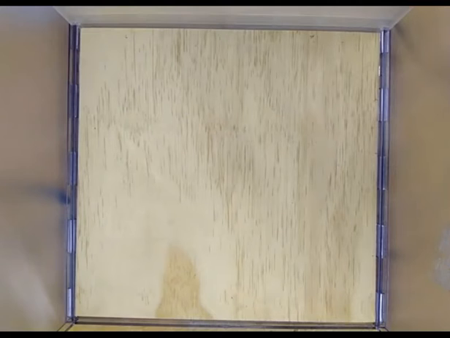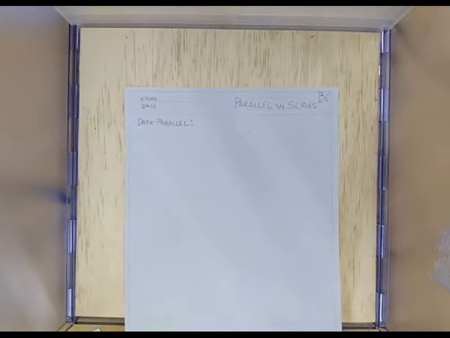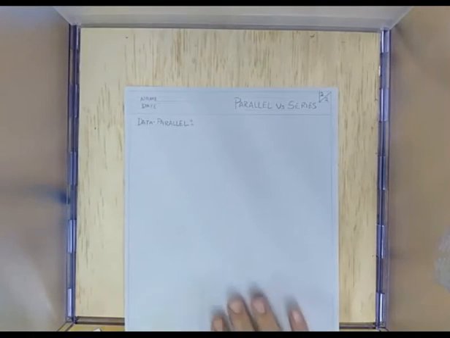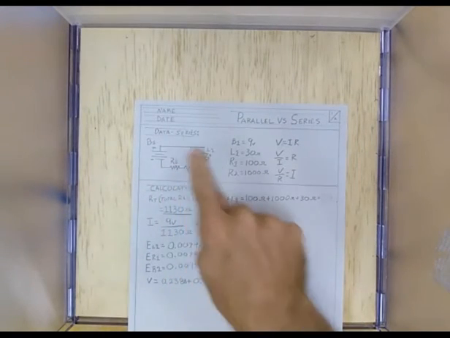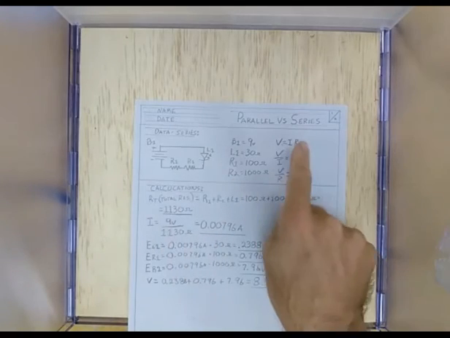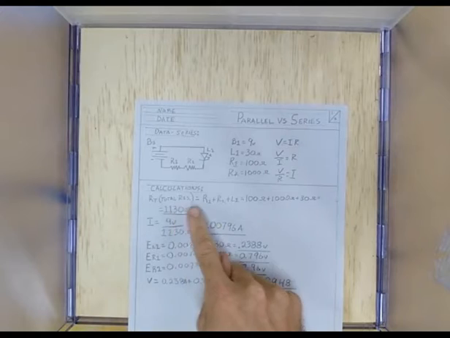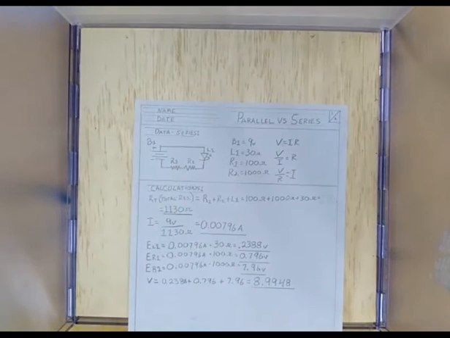Hey guys and gals, today what we're going to go over is the parallel versus series parallel part of our calculation. So what we did last time is we did our series circuit. Here's our little diagram and here's our parts list. This parts list is going to be the same. What is going to be different is our calculation and our layout for our schematic.